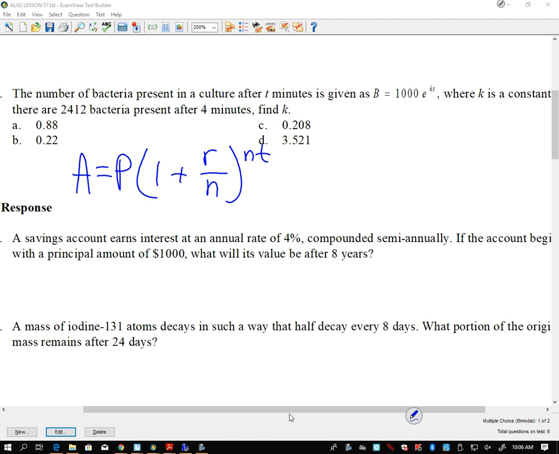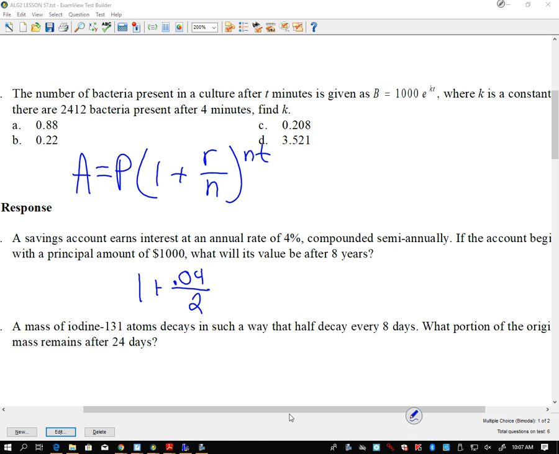So a savings account earns interest at a rate of 4%. That 4%, we're going to make a decimal, so that's going to be 0.04. Compounded semi-annually. So how many times a year does that mean? I believe it's twice a year, but let's see, somebody Google it. Twice a year. That's what I thought. So that 2 goes there.